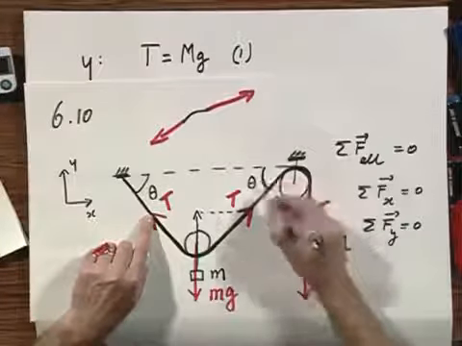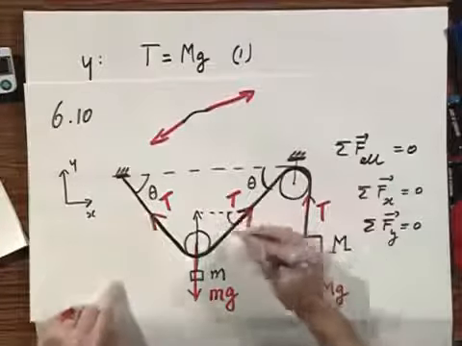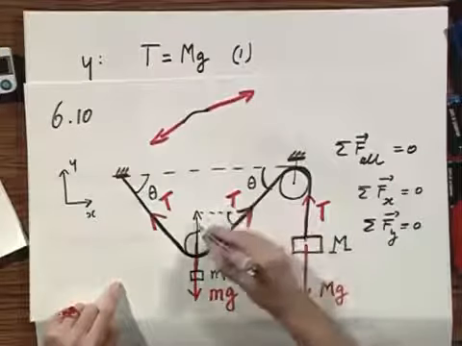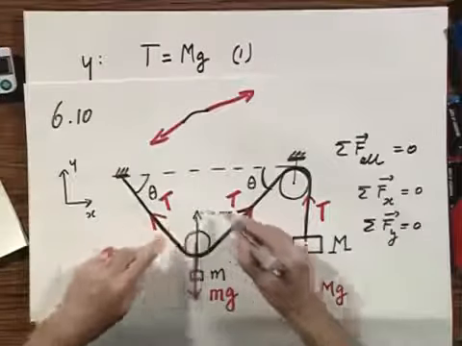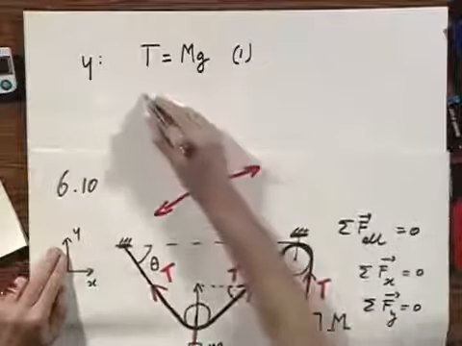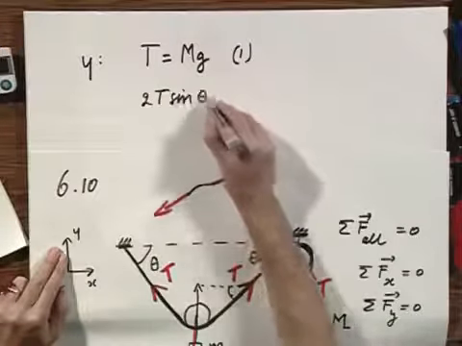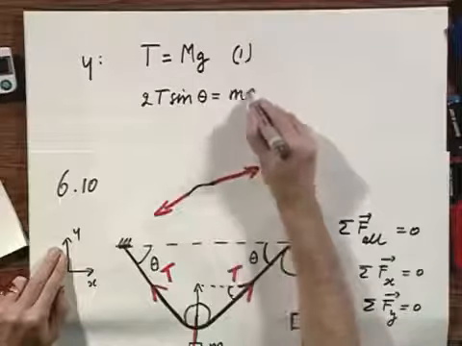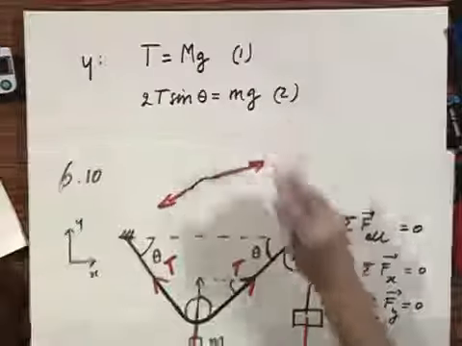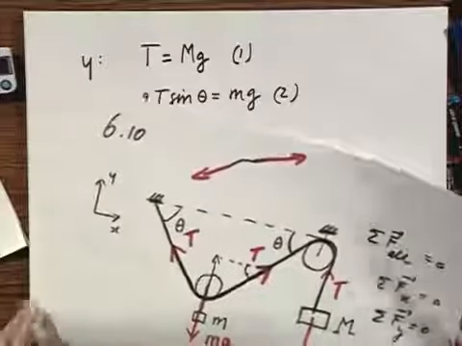Now if this angle is theta, then this is also theta. So this vertical component is T sine theta, but I have two of them. So what do I get? I get 2T times the sine of theta equals little mg. And that is my second equation.